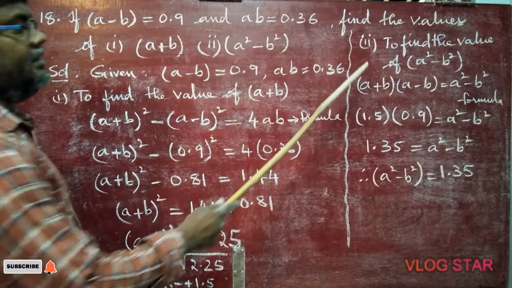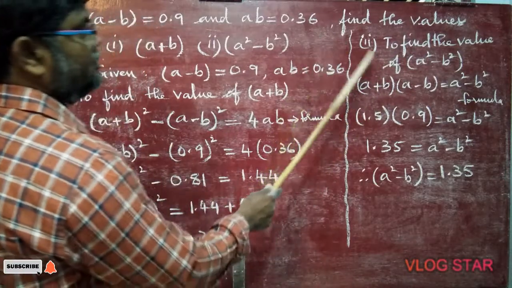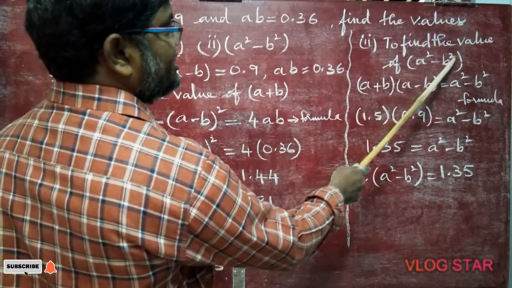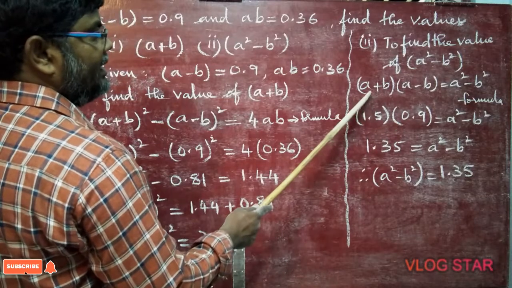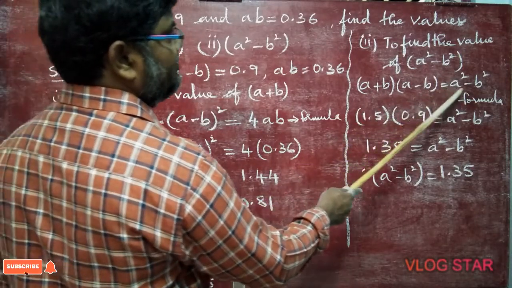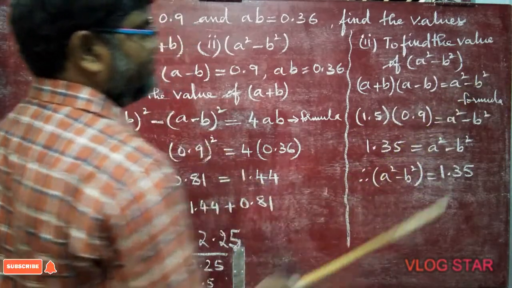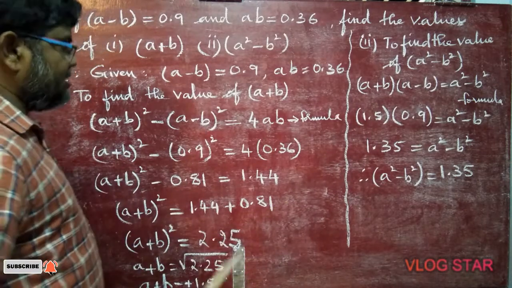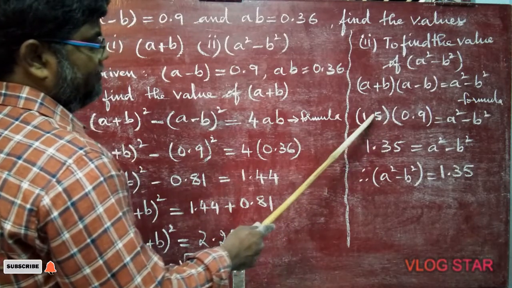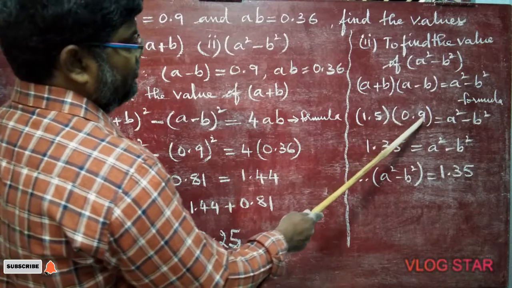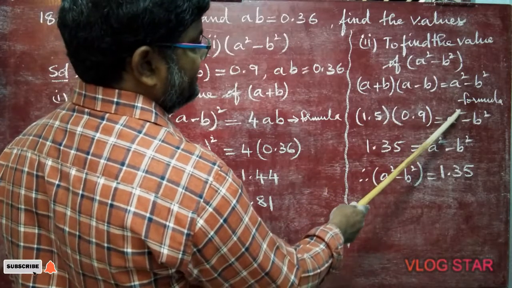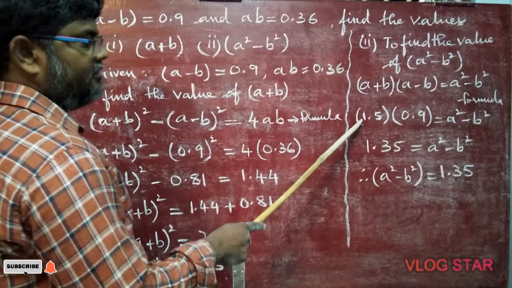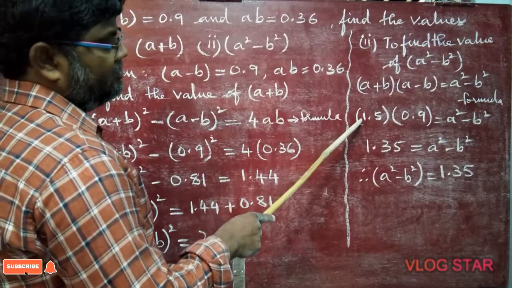Now coming to the second bit of the same problem: to find the value of a square minus b square. We know the formula (a plus b) into (a minus b) is equal to a square minus b square. We just now got a plus b, so we are taking 1.5 into 0.9 is equal to a square minus b square. Sir, why did you take plus, why did you not take minus? You can take it, no problem.